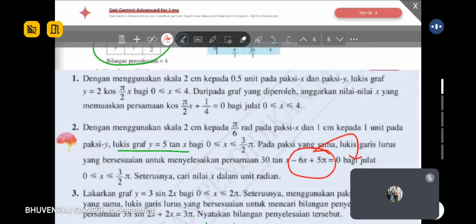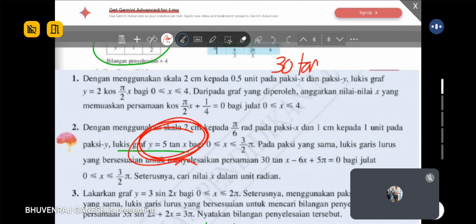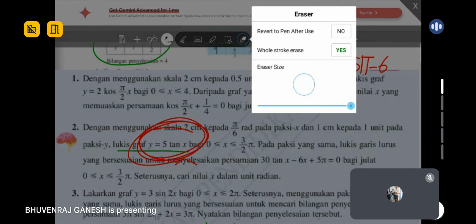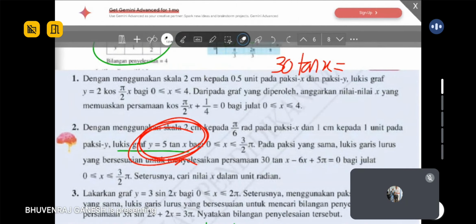So you will get an equation. Why do we need to change? Because we want to get this graph. Kita nak dapat graf ni. So when you shift, you will actually get 30 tangent x equal to 5 pi minus 6x minus 5 pi. Am I right? 6x minus 5 pi.